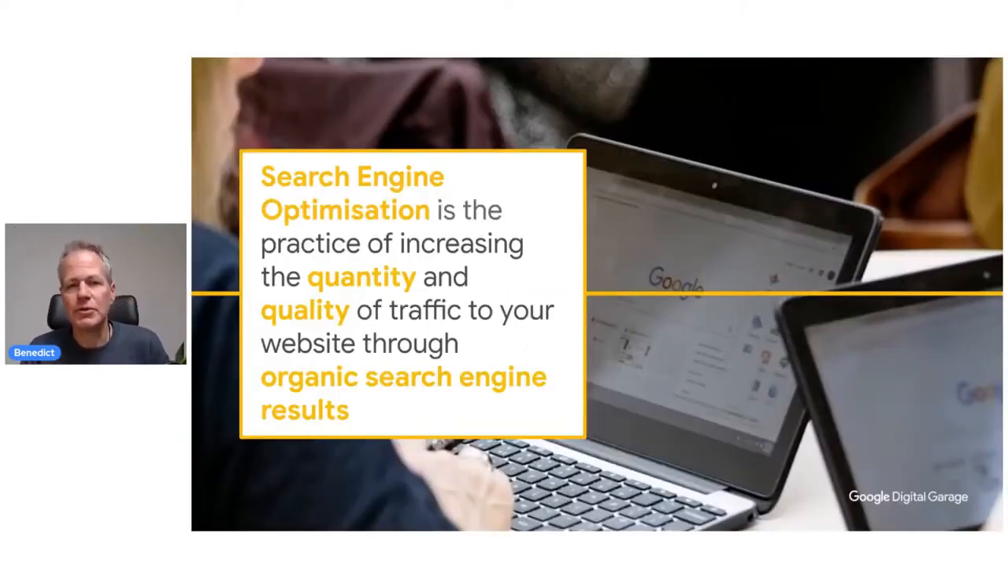So search engine optimization, of course, is the practice of increasing the quantity and quality of traffic to your website through organic search engine results. I know it's quite a mouthful, but to put it in a quicker and easier way to understand, hopefully, it's just getting more people, and the right kind of people, therefore the quality, the people who are really looking for what you provide, to your website through a largely organic search result, through appearing in the right places with the right keywords. All of those different elements get you closer to attracting the right kind of people.